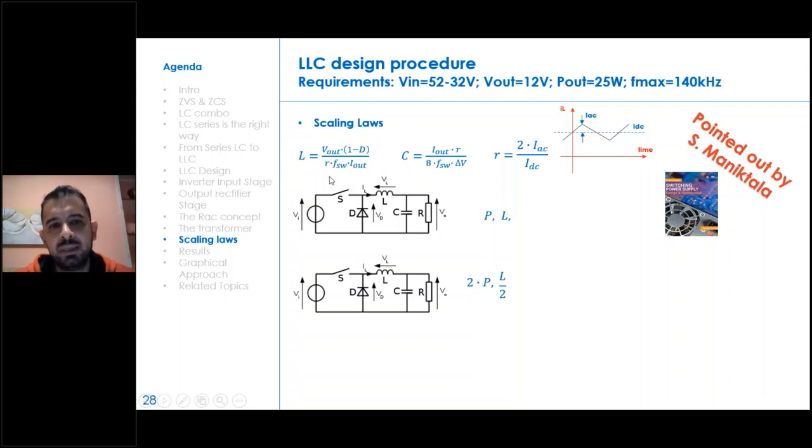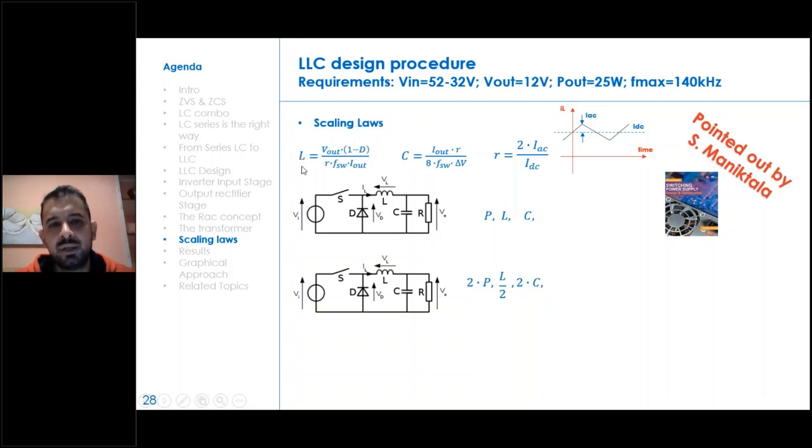But to keep this equation an identity, I need to halve the inductance. Again here, if I double the power, I am placing a 2-factor in this position at the numerator. So to keep this equation an identity, I need to double the capacitor.